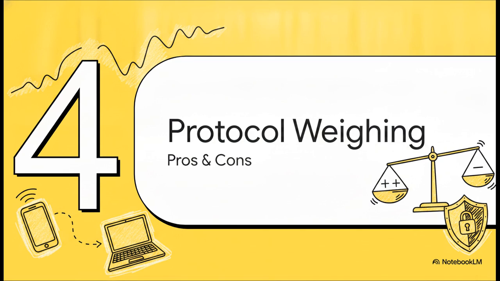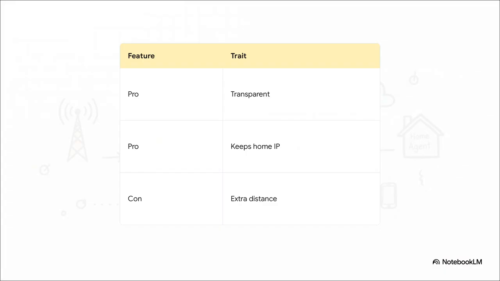Section 4. Weighing the protocol's advantages and disadvantages. On the plus side, obviously, mobile IP gives you a continuous, seamless connection. However, the major disadvantage here is inefficiency, specifically something called triangle routing.